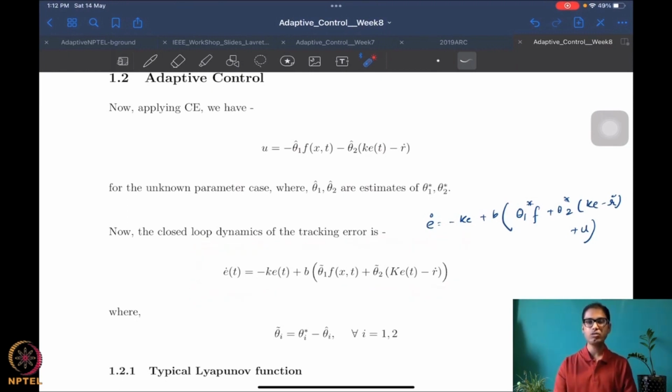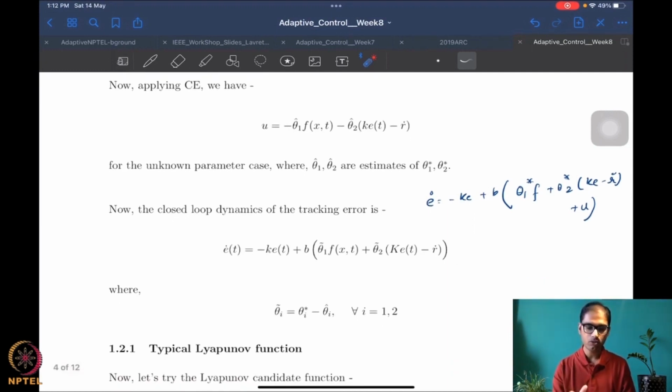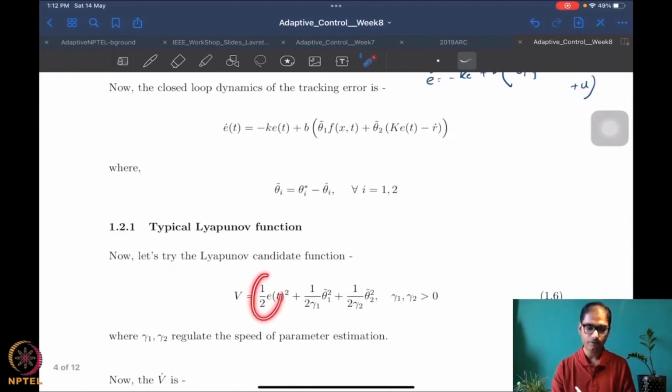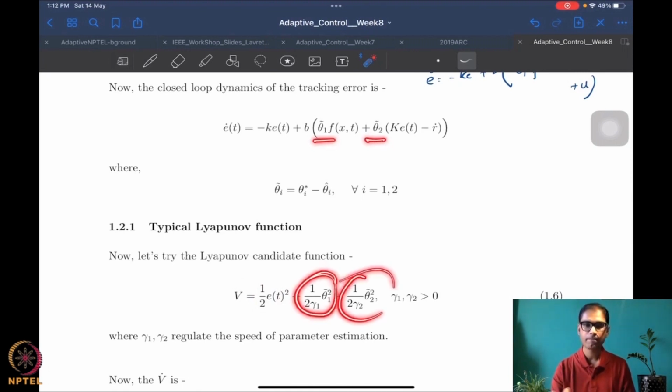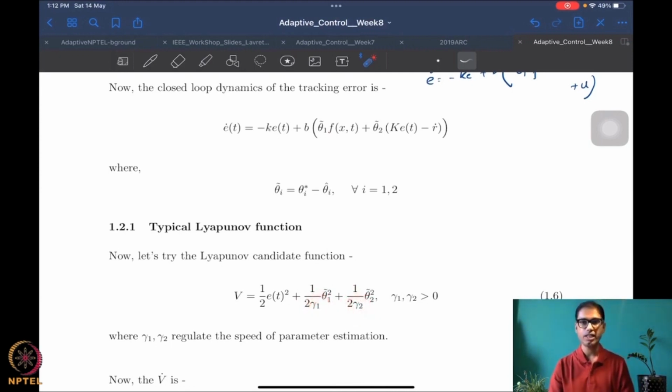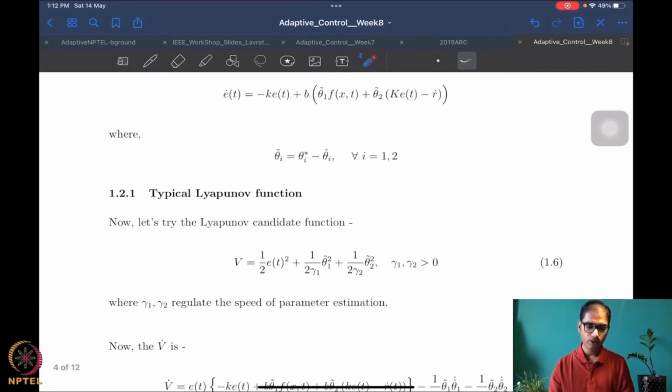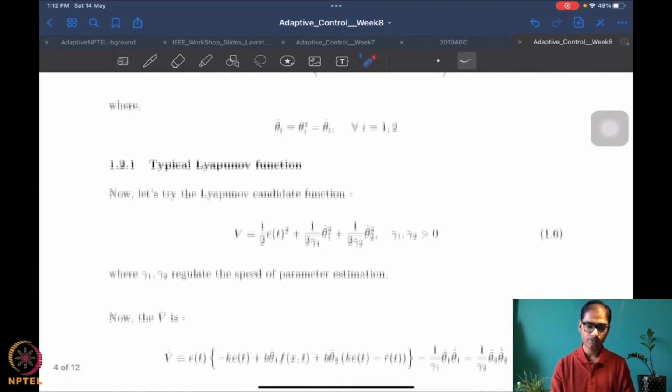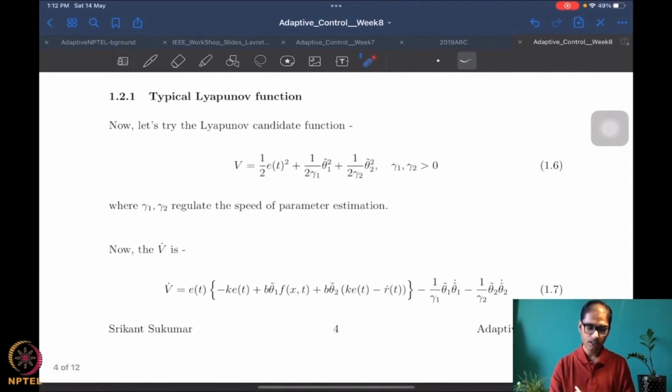Now the question is, how do I do the analysis? Well, we try our usual idea. We take the earlier Lyapunov candidate, which was half e squared, and we add to it quadratic terms in the unknowns, with some, of course, adaptation gain in each case. So this is what we've been doing, and we want to continue doing something similar. Then we start to compute the V dot very carefully. This contains e dot, and so e dot is simply this, minus Ke plus B times theta 1 tilde F plus B theta 2 tilde times this. This is based on the control law we have.